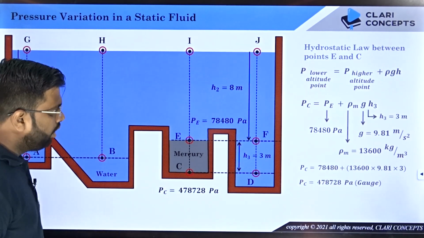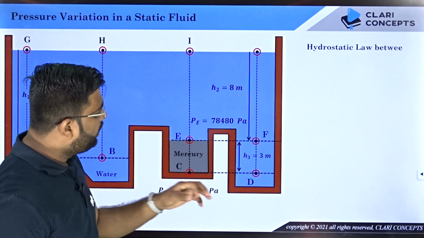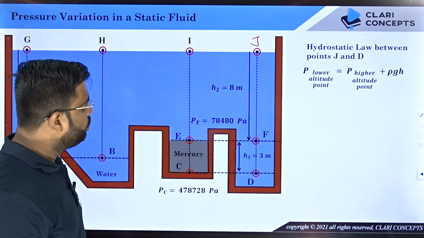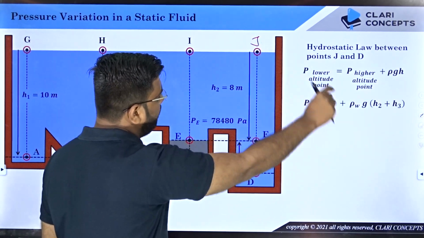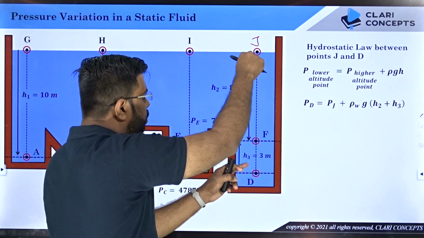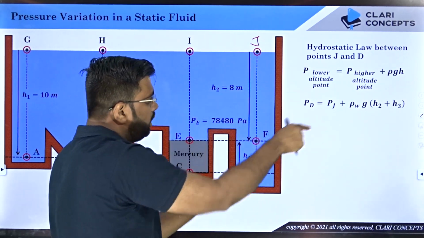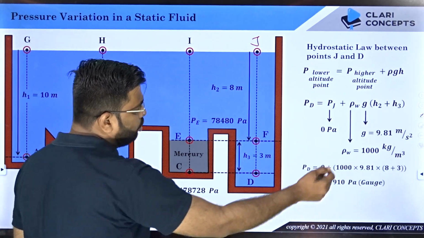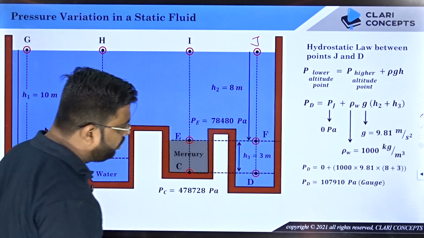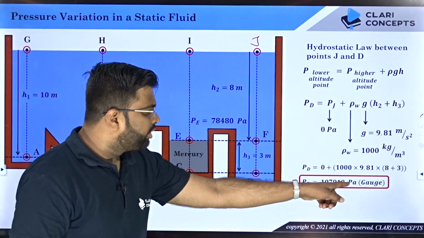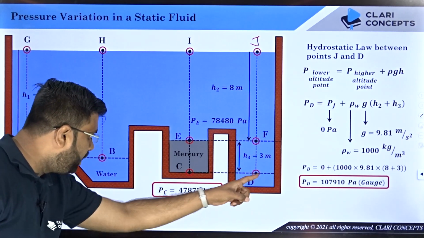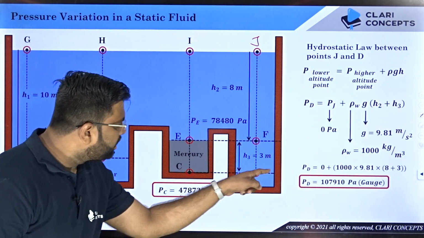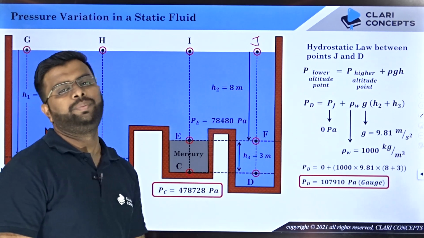Keep this over here. Now, you find pressure at point D. So, for D, we know that you can use hydrostatic law between D and here there was a point J. So, for D and J, pressure at D equals pressure at J plus rho W G and total H. H total is H2 plus H3. Right. So, Pj is 0, rho W is 1000, G is 9.81 and then H2 and H3 is 8 plus 3. You put the values, you will get 107910 Pascal gauge. Now, you compare the values PD and PC. Do you think they are same? No. Even though both of them lie on a same horizontal plane, still the pressures are not same.